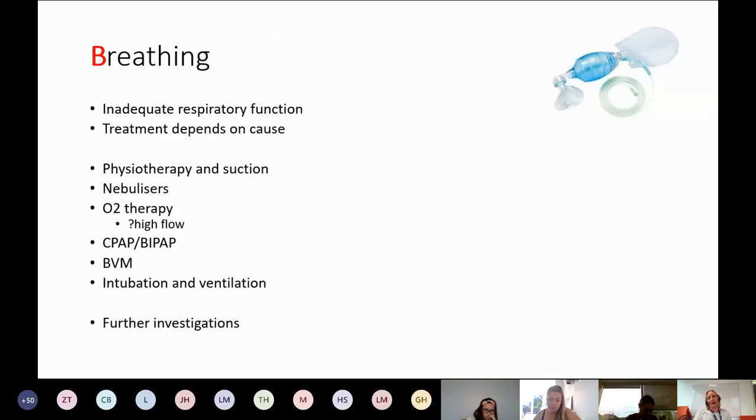So we were looking at what and why we're assessing breathing. Your respiratory e-learning will go into more detail about how we escalate care, and you will know it depends on the cause of their respiratory dysfunction as to the treatments that will be required. We think of things like physio, suctioning, nebulizing, and then escalating respiratory support, and potentially further investigations that need doing. But as I say, your respiratory e-learning will go into more detail about how you would escalate.